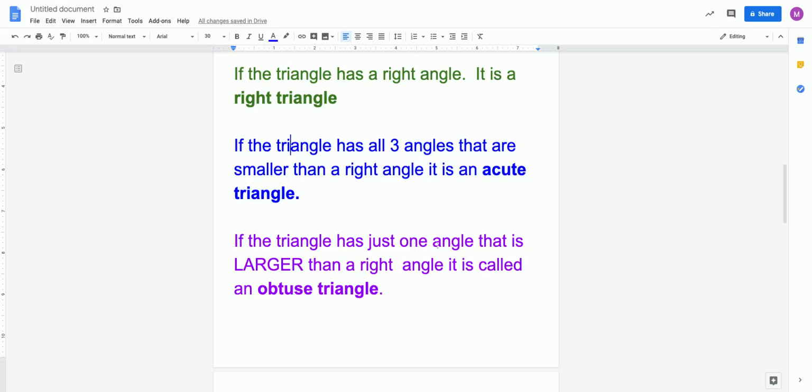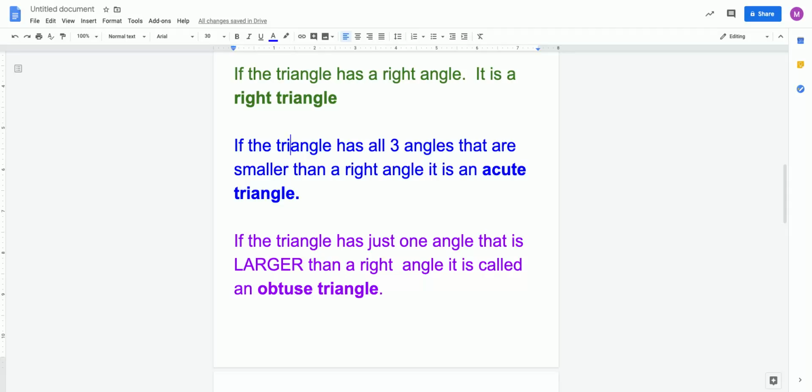If the triangle has just one angle that is larger than a right angle, it's an obtuse triangle. Here's some examples. This is a right triangle because I can make a box in the corner that will completely cover the red. So it is a right angle. That's a right triangle. This is an obtuse triangle because this angle right here is larger than a right angle. And all three angles are smaller than this square. So they're all smaller. So that's called an acute triangle.